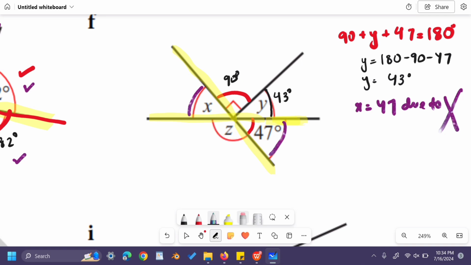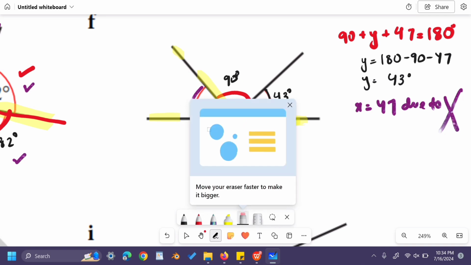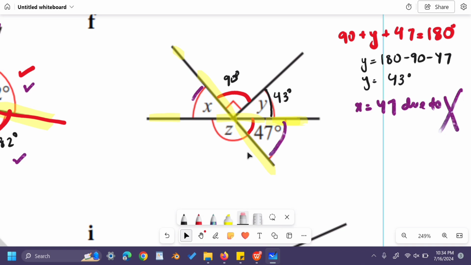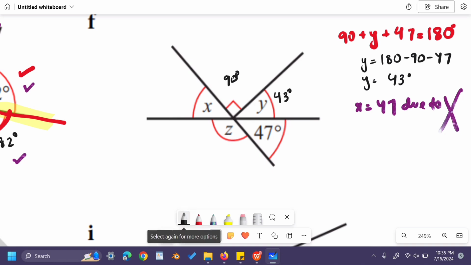So let me erase a little bit so it's not as messy. It's actually taking a lot of time to remove the extra details. Okay, all right. So now you can see, this is 47 degrees. Now we need to find the z.